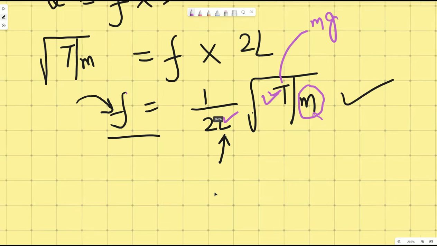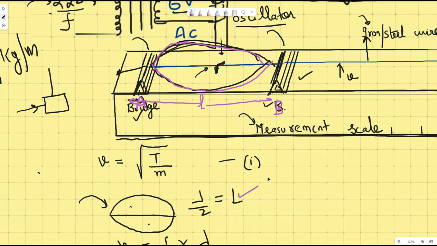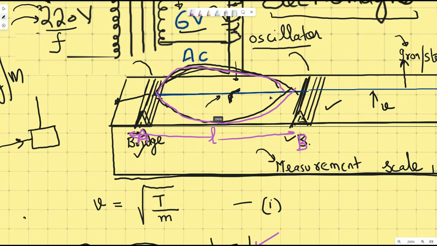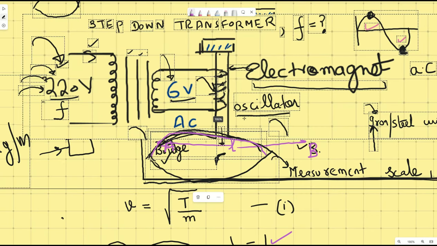Okay, so what happens in this experiment, as I told you, the electromagnet, this electromagnet which you see in the diagram, okay, this electromagnet attracts the wire, which is the string, because it has ACs, right? AC. So wire is made up of what?